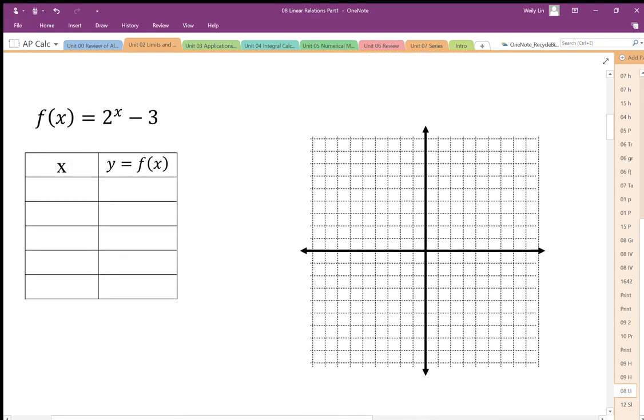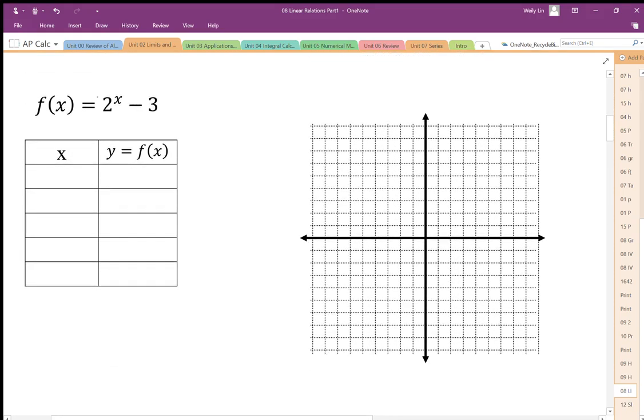This is another example of a nonlinear relation. This is an exponential function. And an exponential function grows by multiplying by 2. So this is going to grow by double, double, double. So what does this look like? Okay, so I'm going to start maybe at x equals 0 and see what happens. I'm going to get 2 to the power 0, which is 1, minus 3 is negative 2. So I'm going to end up here at negative 2.